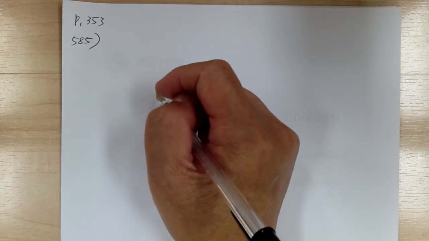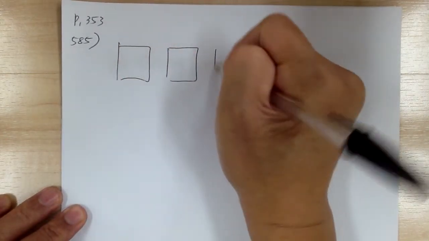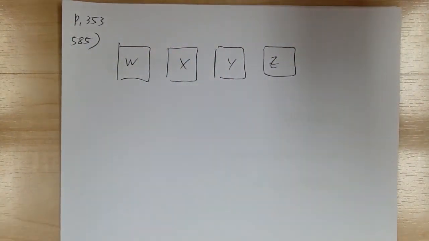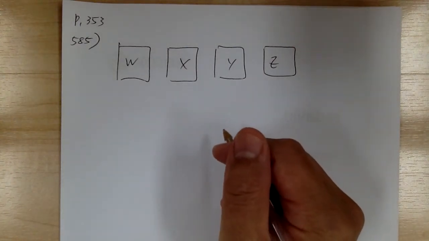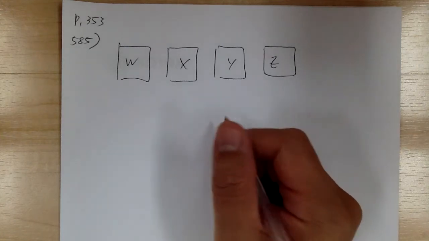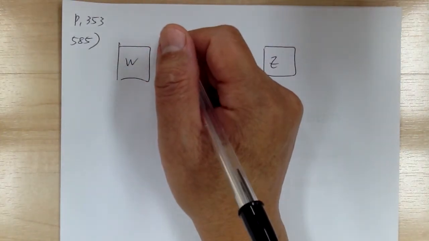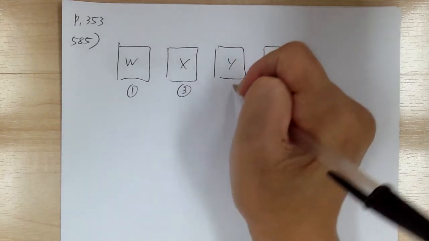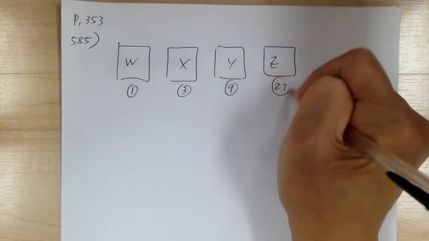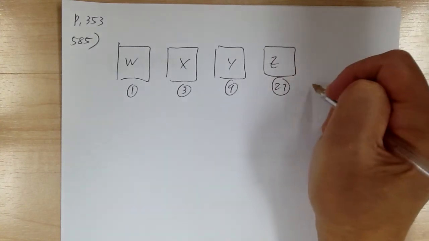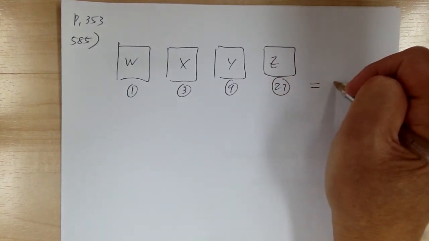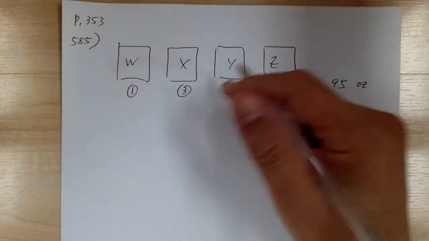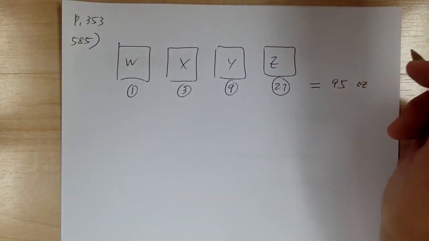Okay, so we are given 4 bags of coins, and we're going to call them W, X, Y, Z. In each bag there are coins, and they're going to be either 1, 2, or 3 ounces. You take 1 coin from the first bag, 3 from this bag, 9 from this bag, and 27 from this bag. The total weight will equal 95 ounces.